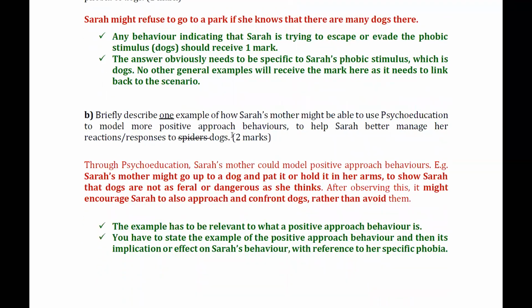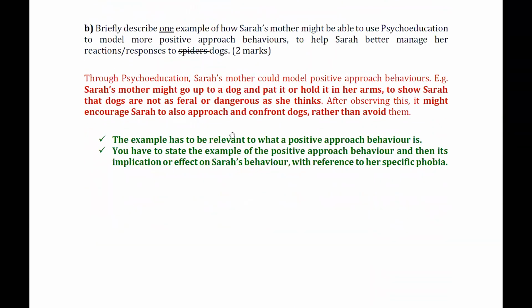Okay, part B of the question. Part B says, briefly describe one example of how Sarah's mother might be able to use psychoeducation, which is a social evidence-based intervention, to model more positive approach behaviors to help Sarah better manage her reactions or responses to, it should say dogs, but for some reason I made a typo and wrote spiders there. Anyway, it should have said dogs, okay, in the original one.